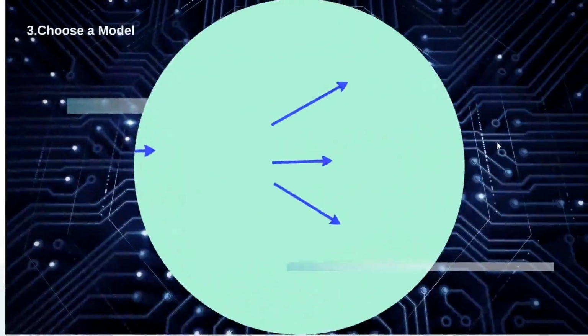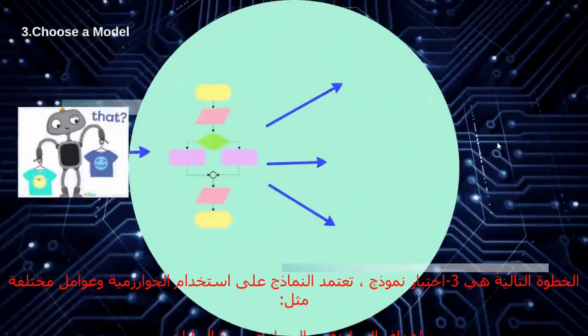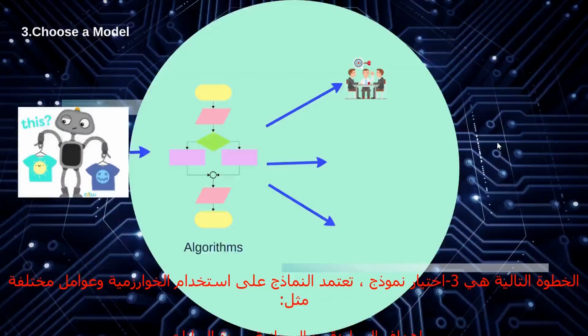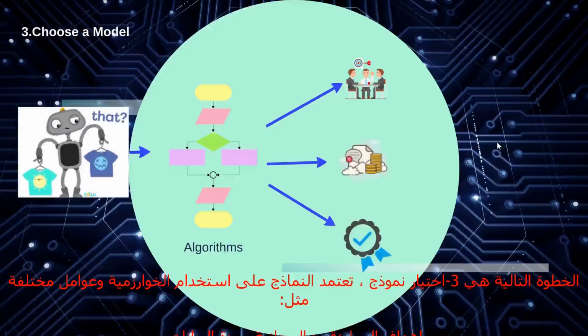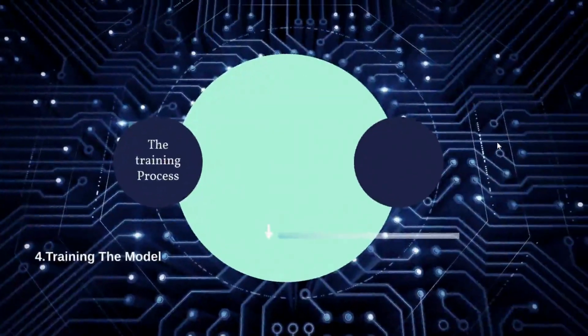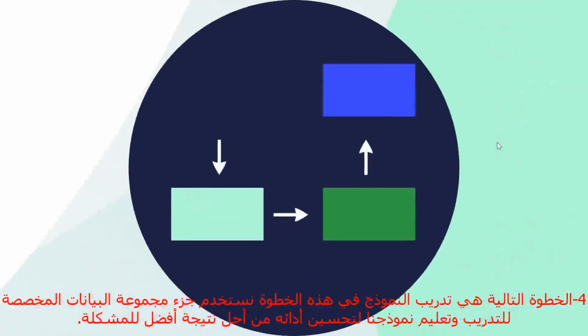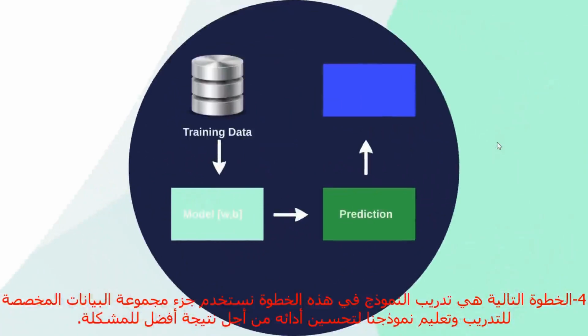The next step is choosing a model. The models are based on using algorithms and different factors like business goals, budget restrictions, and the quality of data. The next step is training the model. In this step, we use the part of the data set allocated for training and teach our model to improve its performance for a better outcome of the problem.